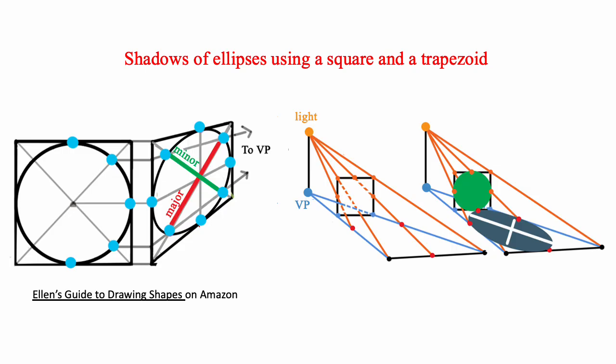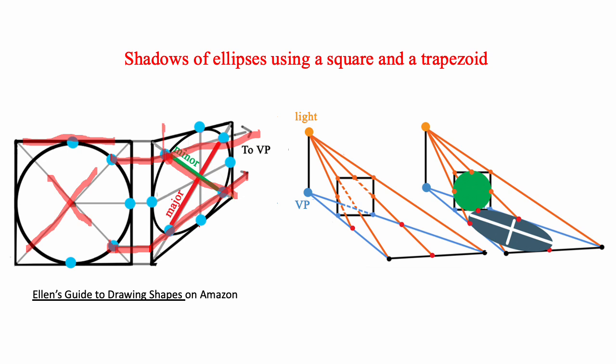There are many ways of drawing ellipses, but one is to start with a true square and circle, draw their diagonals, and find points where the diagonals meet the circle, and continue those points horizontally until you get to the trapezoid, and then it proceeds to the vanishing point with the rest of the trapezoid. And where it crosses the diagonals for the trapezoid is a point on the ellipse.